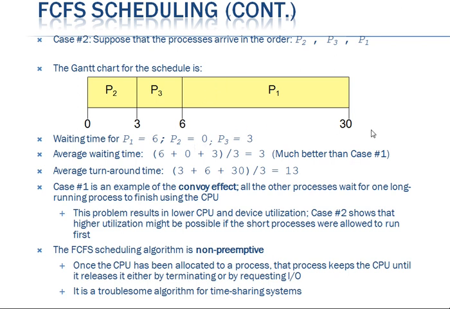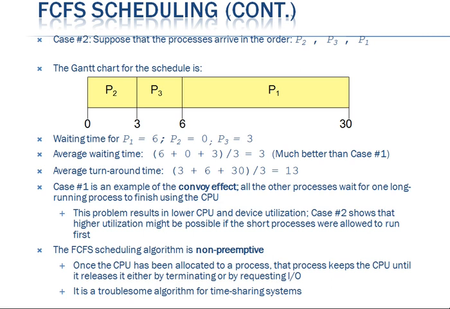Now case 1 is an example of the convoy effect. All the other processes are waiting for one long process to finish using the CPU. The convoy effect is an effect where you have one long process running while all the other processes are waiting for the long process to finish execution. This problem results in lower CPU utilization as well as device utilization. So case 2 shows that higher utilization might be possible if we have short processes that are allowed to run first.